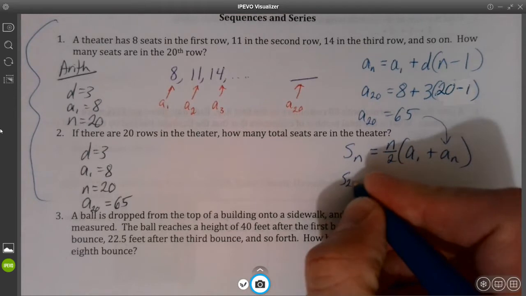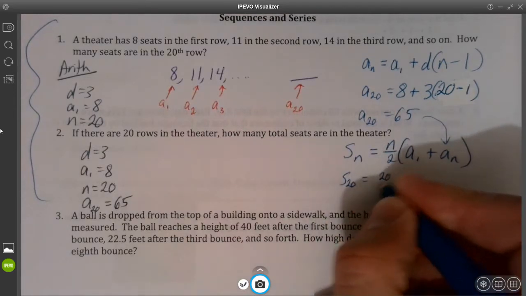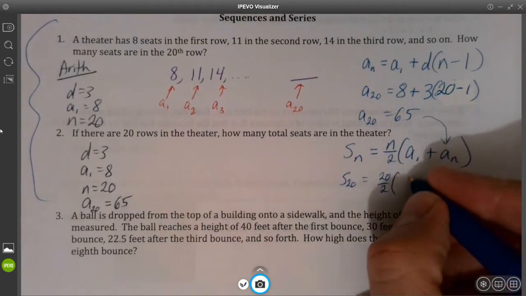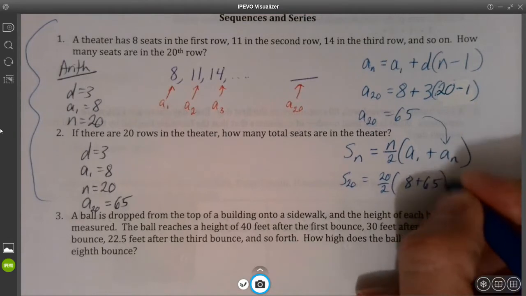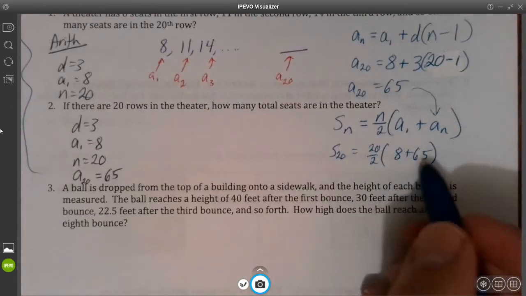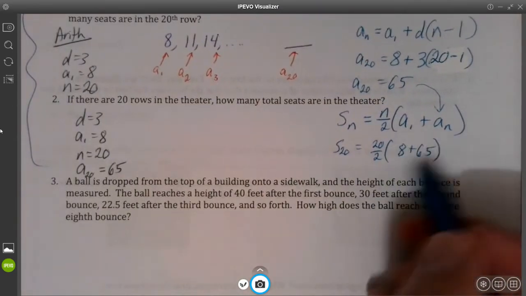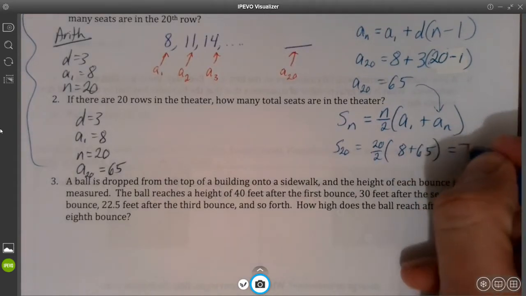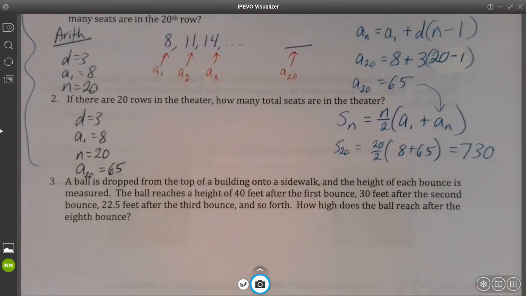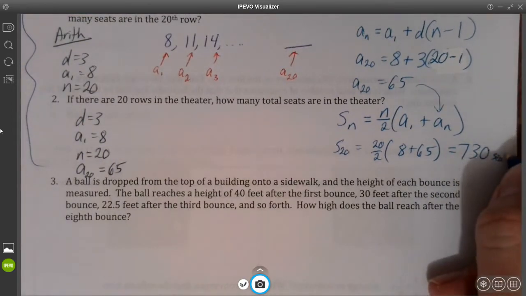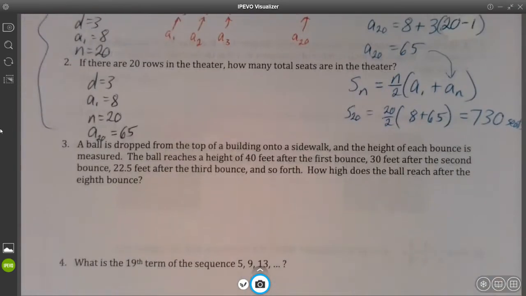So the 20th term is really, well, 20 divided by 2, that must be 10. And then 8 plus 65, actually we can do this one in our head. 8 plus 65, 73. 73 times 10 is 730. There are 730 seats in this theater. And just to put things in context, I'm going to actually write that down. Seats.